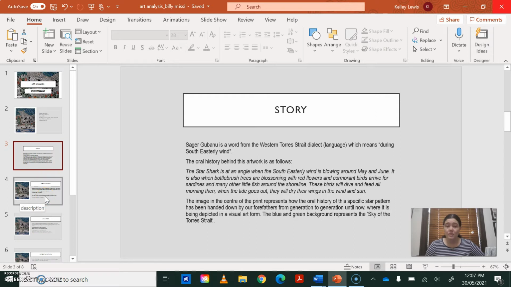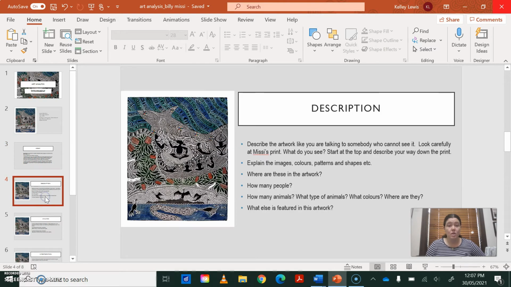So an art analysis has 4 stages. So we've got description, analysis, interpretation, judgment. The first part. So these are some questions that we have to answer. We're basically trying to give as much detail about the artwork, in this case a lino print, as possible. Pretend that you're talking to someone on the phone where you're actually holding it and talking to them and describing everything that you see. Look really carefully at Billy Missi's work.